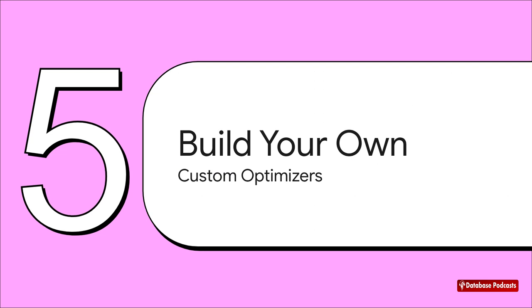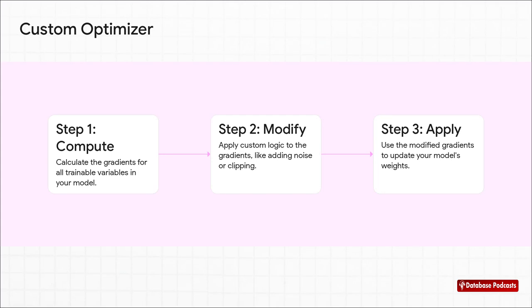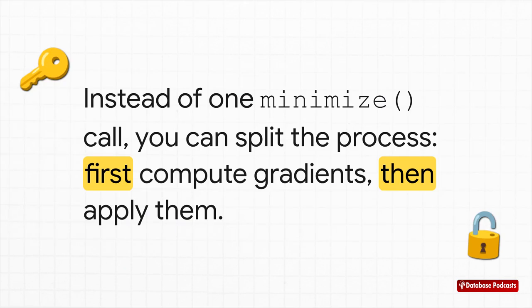Okay, now for the final and I think most empowering question. What if the standard optimizers just aren't cutting it? What if you read a cool new research paper and you want to try out some new idea, like maybe adding a bit of noise to the gradients? Can you actually build your own? With a library like TensorFlow, the answer is a huge yes. And the whole process is surprisingly straightforward. It really just boils down to these three simple steps. This is where the real magic happens.